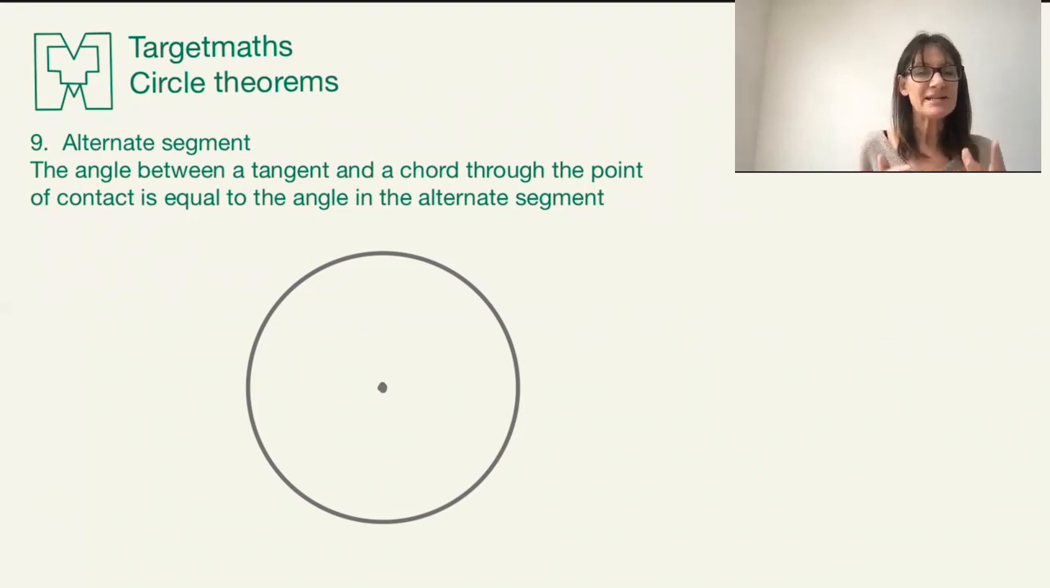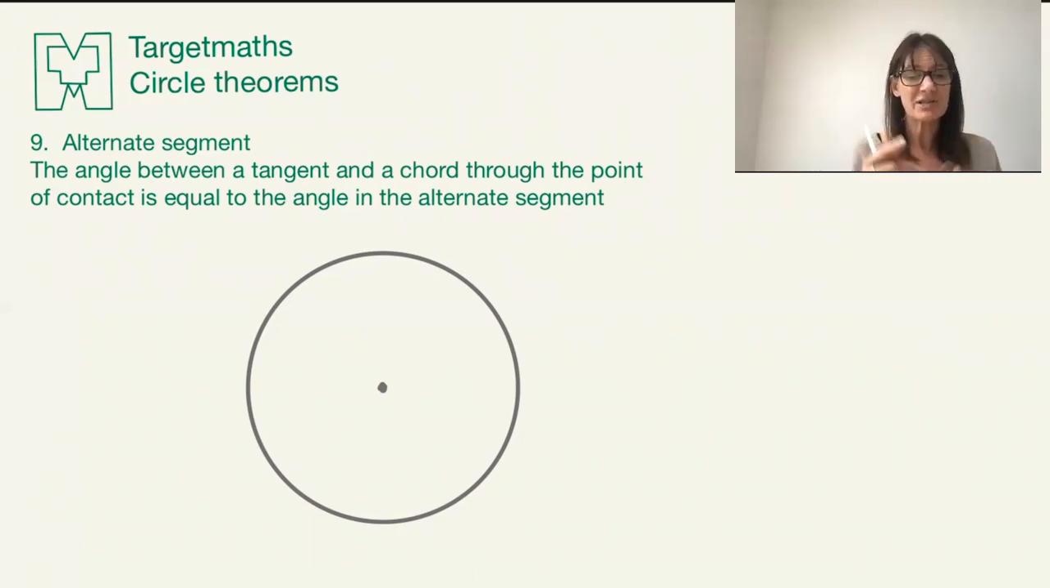Okay. So it says it's the alternate segment. So that's all you would need to write down if you were referring to it. You don't need to write a massive amount. And it means that the angle between a tangent and a chord through the point of contact is equal to the angle in the alternate segment. Okay, so let's pull a visual of all that information.